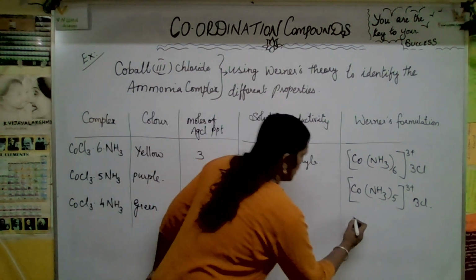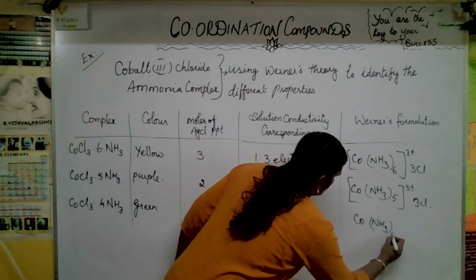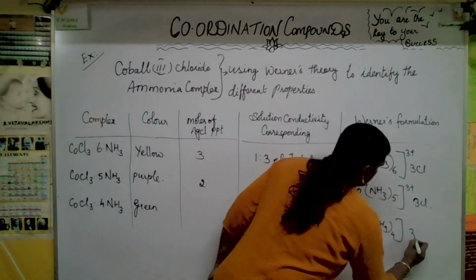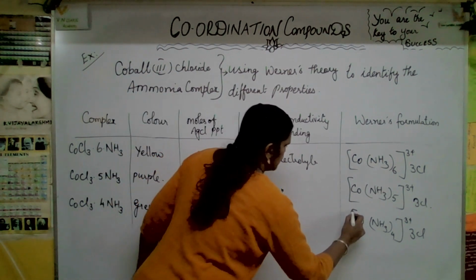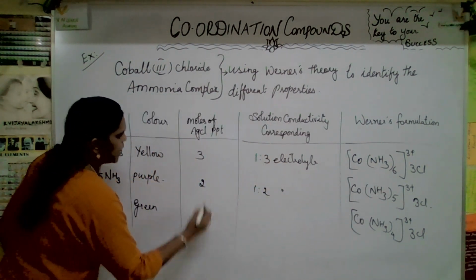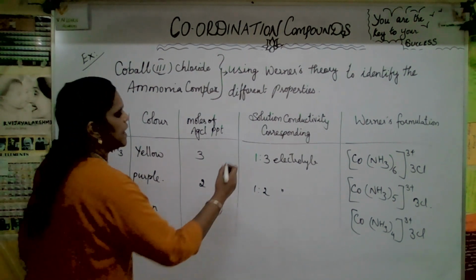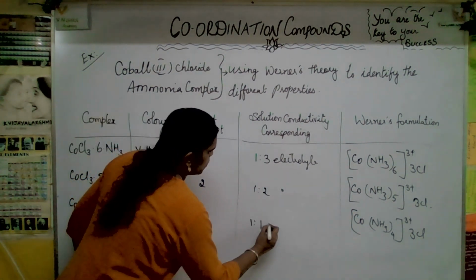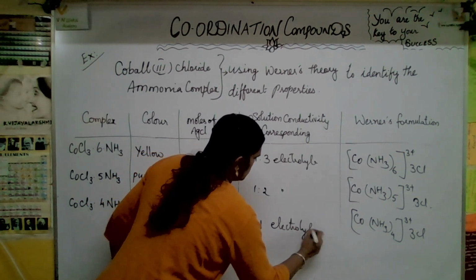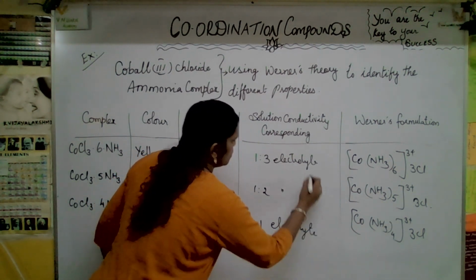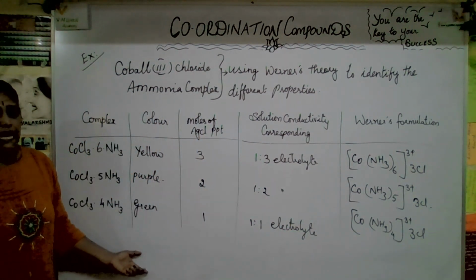And the third one here, CoCl3·4NH3, means green color. The same way here, [Co(NH3)4Cl2]Cl, here 3 plus. Right? Now in this, 1 mole of AgCl precipitate you will get, and here it is a 1:1 electrolyte. Okay, so in that way we can identify all these examples.